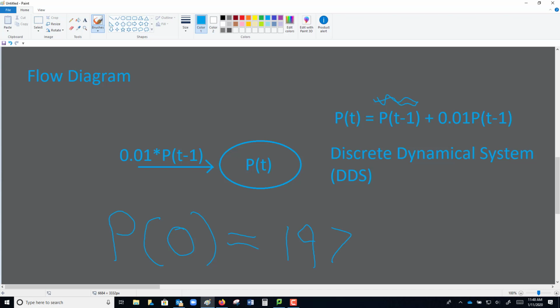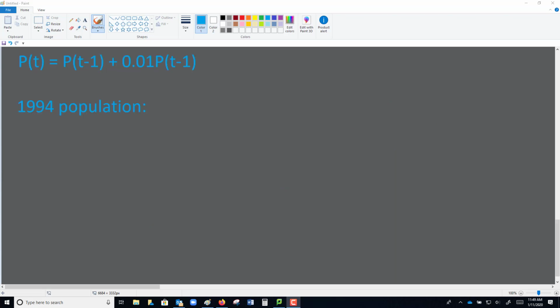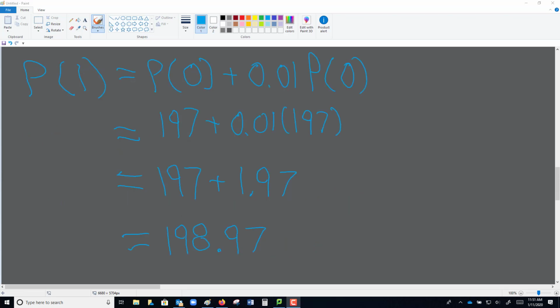So, what can I use this formula for? Well, I can use it to find the population in 1994, 1 year later. So using this base formula, again, I know that p of 0 is 1993, and that was 197. So, if I want to find p of 1, following the formula as it says, that will be p of 1 minus 1, or 0, plus 0.01 times p of 0. Okay, so that means this is 197 plus 0.01 times 197. Just plugging in the values for p of 0 that we know into this formula now.